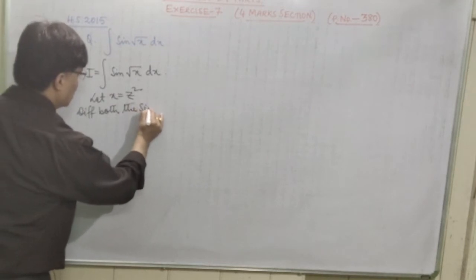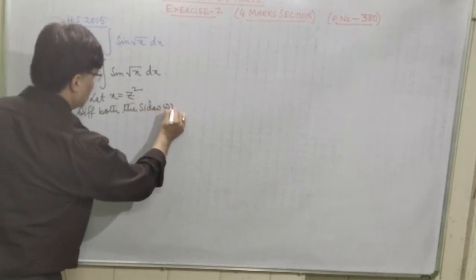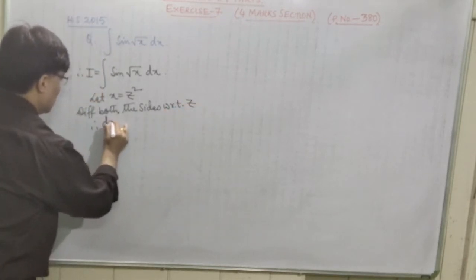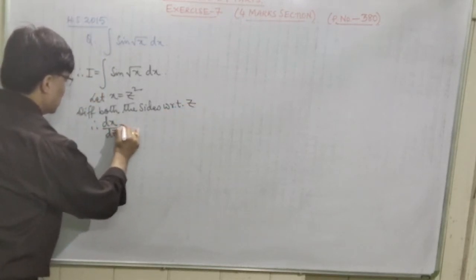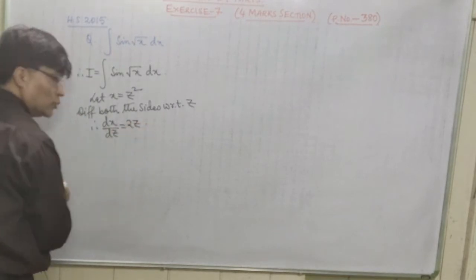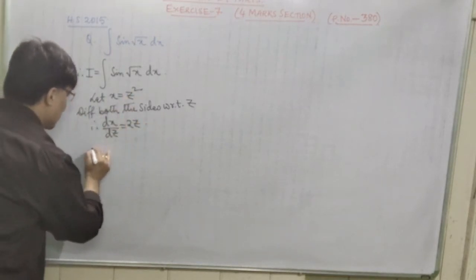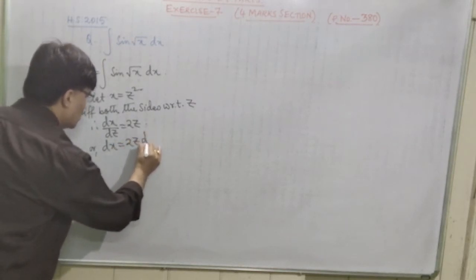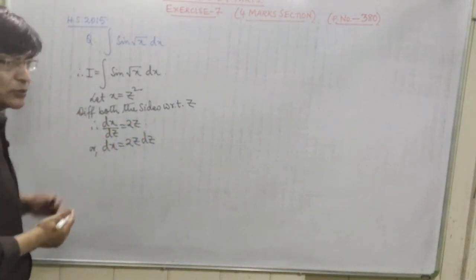Differentiating both the sides with respect to z. So dx by dz is equal to 2z, since the differentiation of z square is 2z. So what is the value for dx? It is 2z dz. Okay, it is cross multiplied.